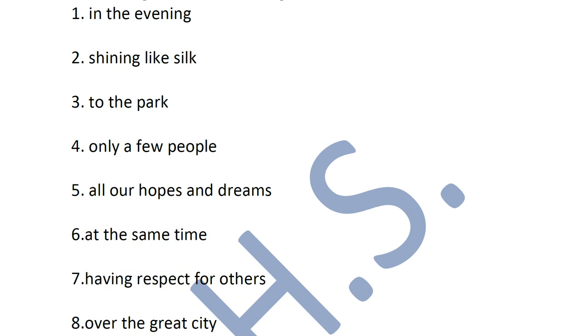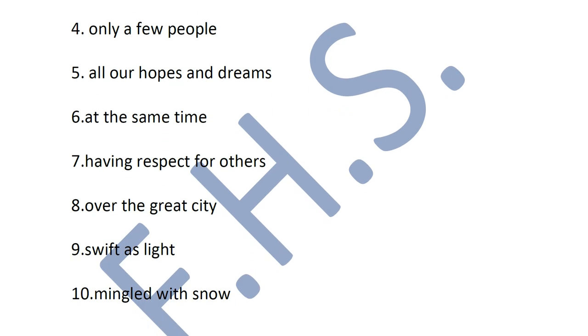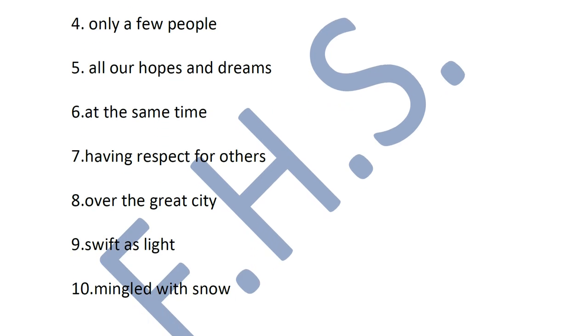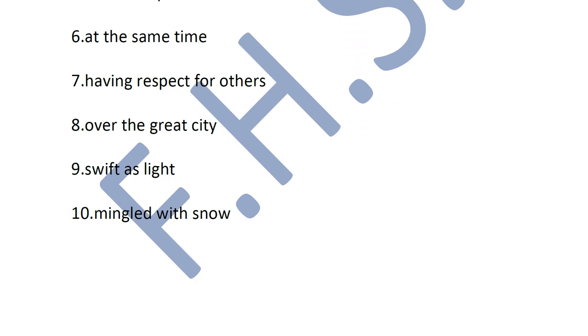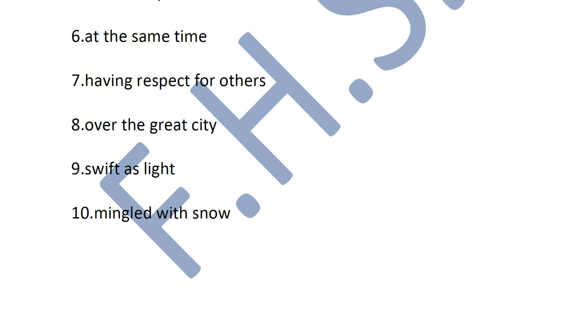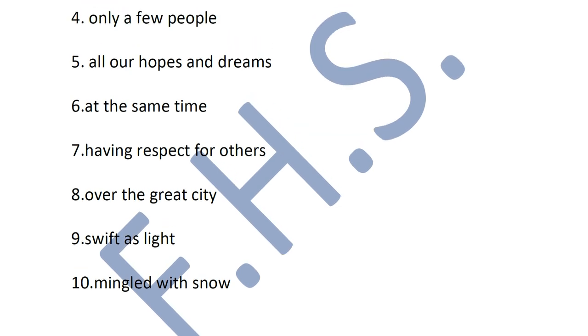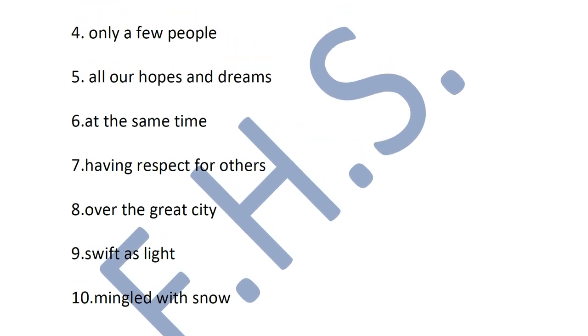Third one, to the park. Fourth one, only a few people. Fifth, all our hopes and dreams. Sixth, at the same time. Seventh, having respect for others. Eighth, over the great city. Ninth, swift as light. Tenth, mingle with snow. Mingle means to mix, okay? Swift means very, very quick. So there you can compare something which is moving as swift as light, okay?